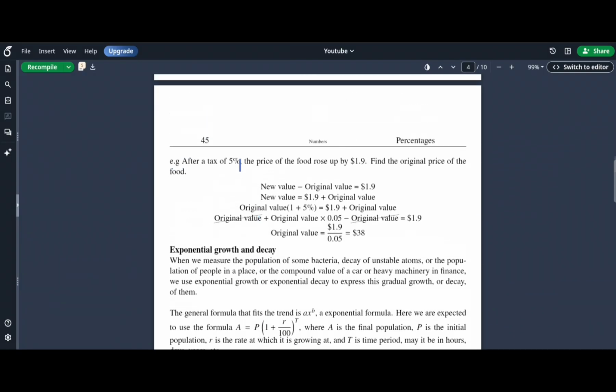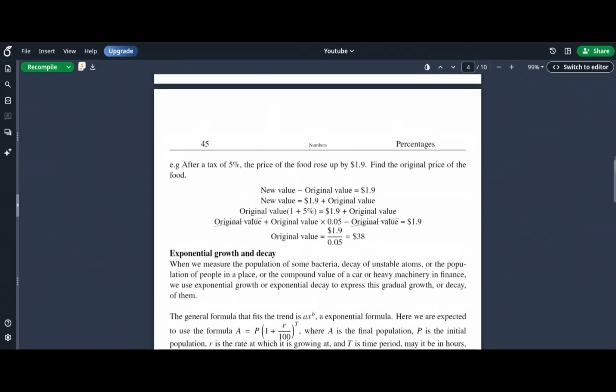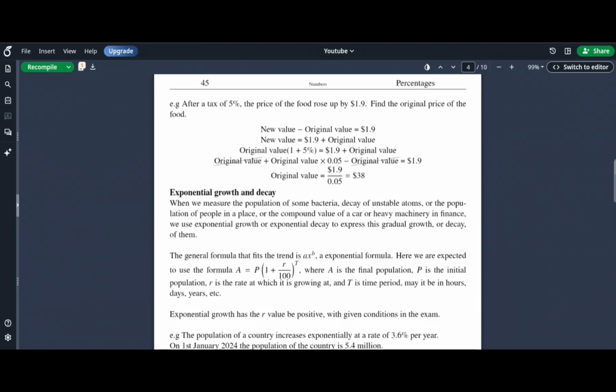Another example: after a tax of 5%, the price of the food rose by $1.90. Find the original price of the food. Now this uses percentage change also. These are the most annoying questions, where it uses two ideas at once. This is why people call them difficult questions, because of using two ideas at once for the question, or for a part of a question. Let's see. So how do we do this? Let's take it step by step.